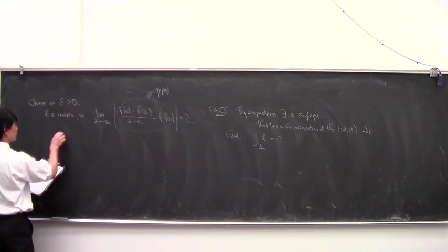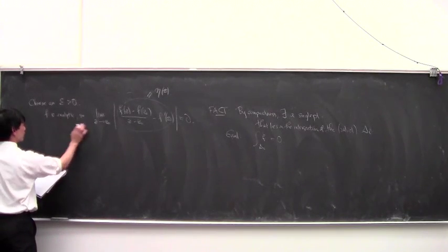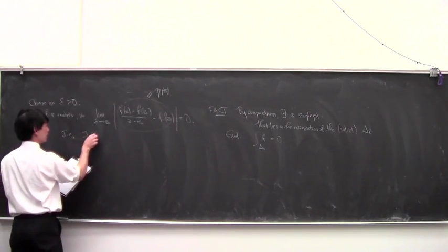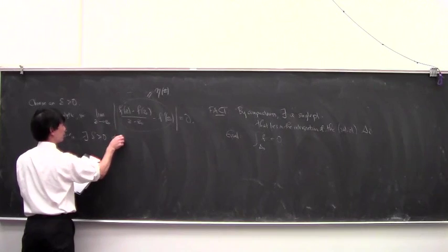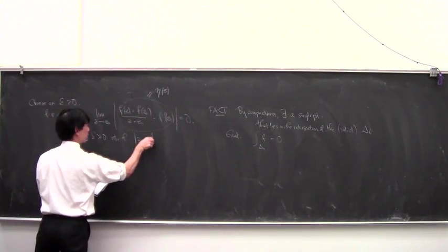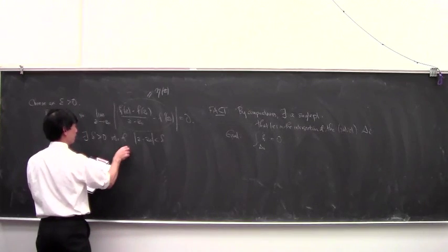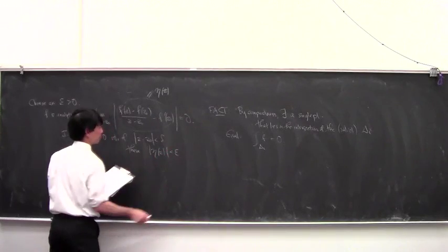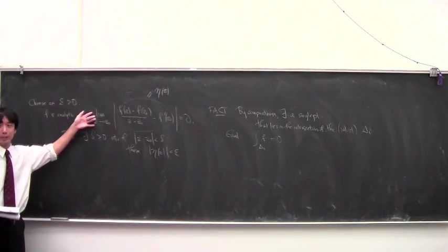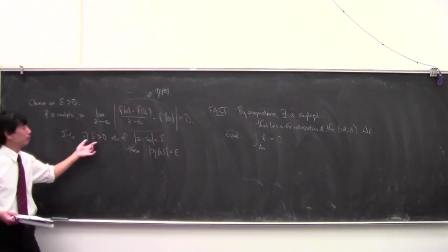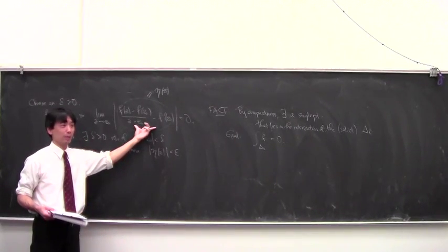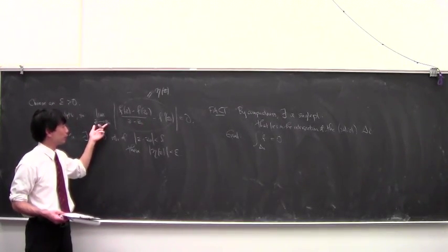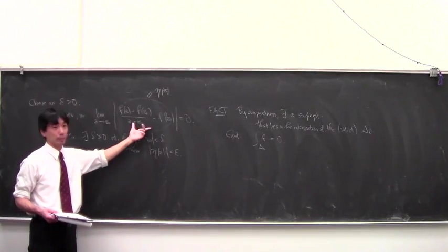We know there exists a delta so that if the distance of z from z naught is smaller than delta, then that thing is smaller than epsilon. That's what it means for the limit to be zero. Given control of how close we are to z naught, we can make this thing smaller than epsilon.